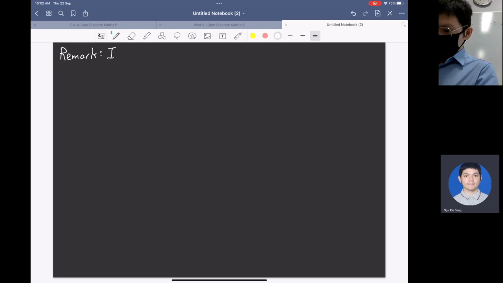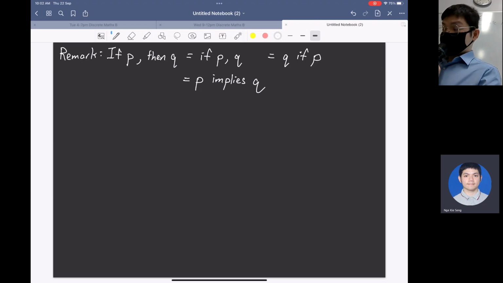Okay, come back to this if-then business. There are a few ways to say if-then, so you need to take note. First, if P, Q, or Q if P. And also P implies Q. This is what I always mention, because in mathematics, when we say if something, then we want a connection between these two, so we can go from P to Q. P implies Q.